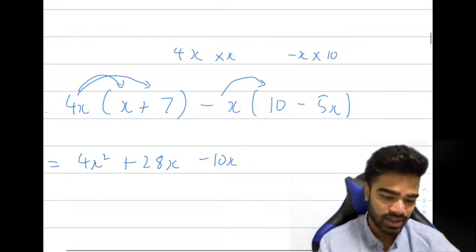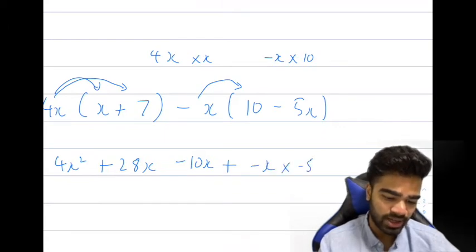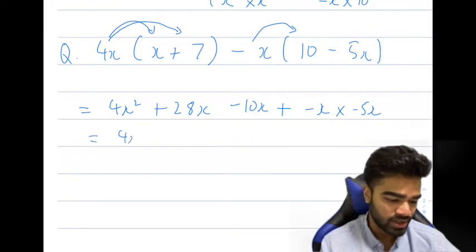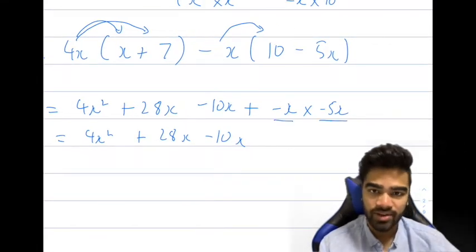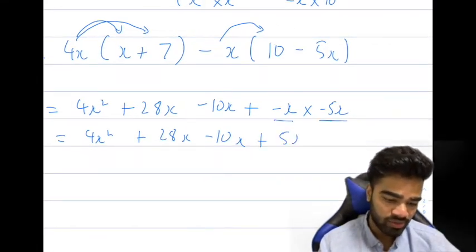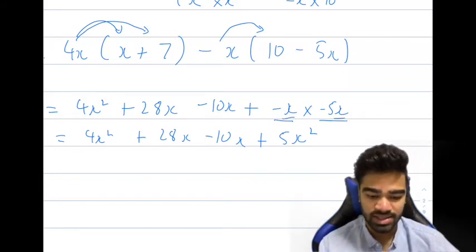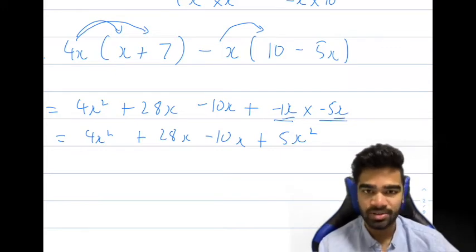And then negative x times positive 5x, I'll actually do this. So you write plus negative x times negative 5x. I'm doing it the long way just because it's a little tricky, this one. So what are you left with? 4x squared, 28x minus 10x. And then what's negative x times negative 5x? Well, it would be plus 5x squared, right? Because x times x is x squared, and there's a negative 1 there. Negative 1 times negative 5 is 5.